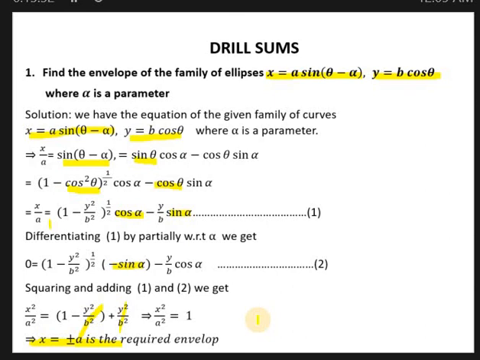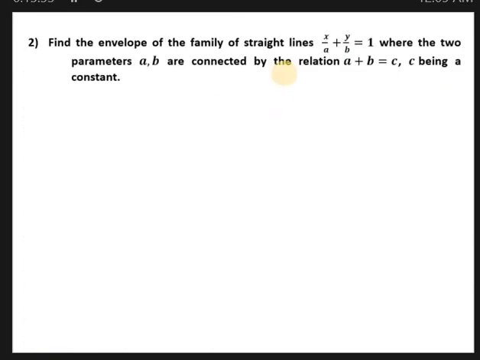Problem 2, it is on a special case. Find the envelope of the family of straight lines x by a plus y by b is equal to 1, where the two parameters a, b are connected by the relation a plus b is equal to c, c being a constant. So to work this out, let us consider the given curve, that is x by a plus y by b is equal to 1.